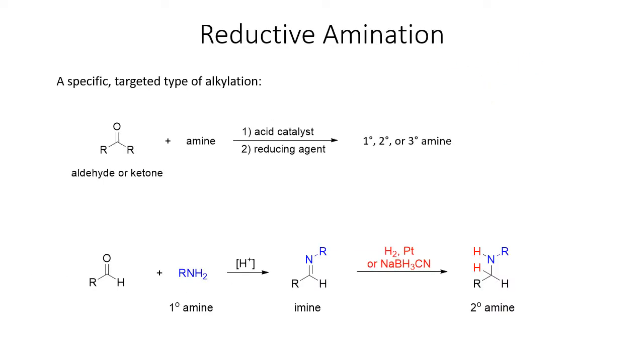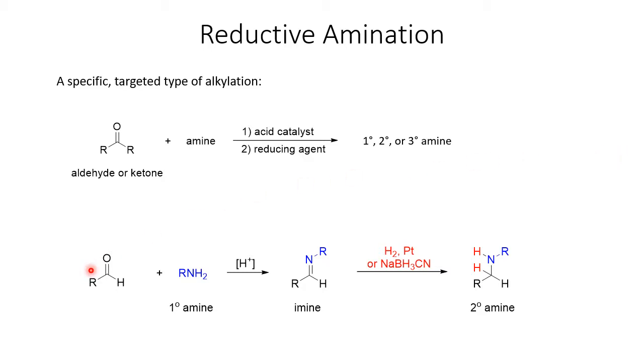And the last reaction we're going to learn for synthesizing amines is called reductive amination. This type of reaction is a specific targeted type of alkylation where we start with an aldehyde or ketone, treat it with an amine, and it's a two-step reaction where we have an acid catalyst followed by a reducing agent. And this reaction can produce a primary, secondary, or tertiary amine depending on what we start with.